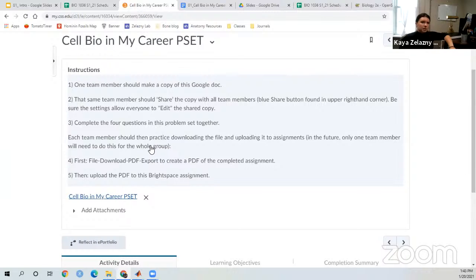You're going to complete the 4 questions in the problem set together. I do want to make sure that you each know how to do this process, so I want you to each download the file that you work on together. You'll all type in the Google Doc together, then download this as a PDF and upload it to this Brightspace assignment. After class, I will give you all credit for having done this. Okay. Questions about how to do this right now before I send you into groups?